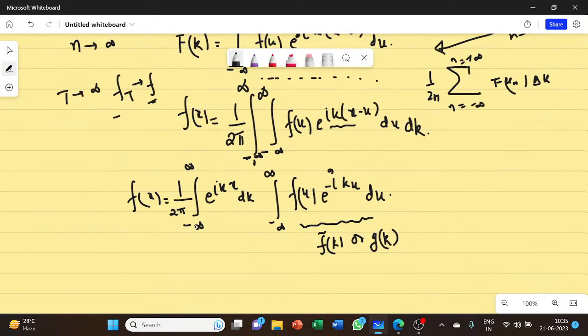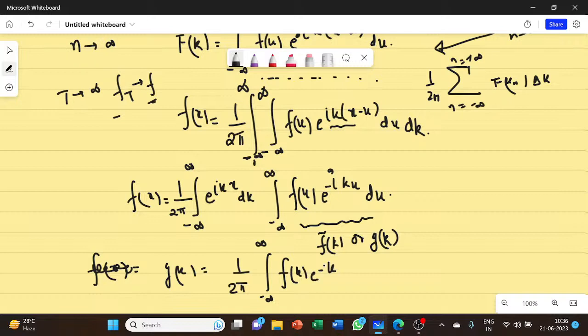Instead of writing 1 upon 2 pi, I will distribute 1 upon root 2 pi. So I'll write my f of x, or you can say your g of k, is simply 1 upon 2 pi integration from minus infinity to plus infinity, and you have this f of u e to the power minus iota ku du. Is that clear?